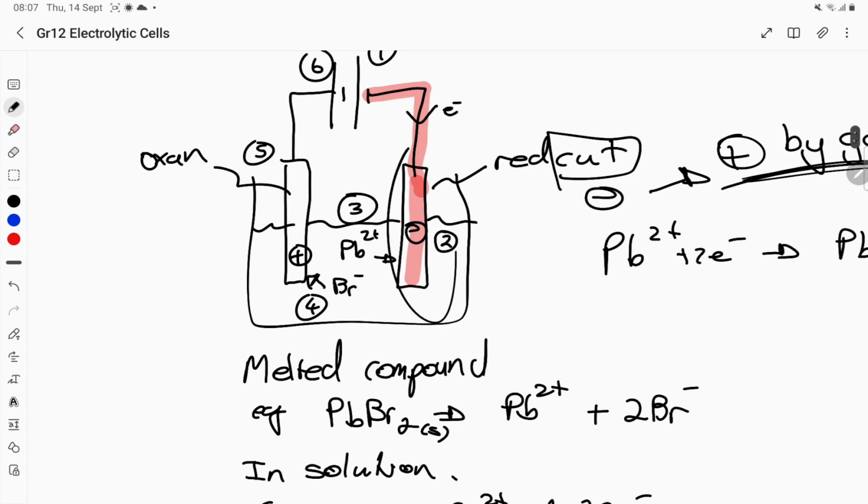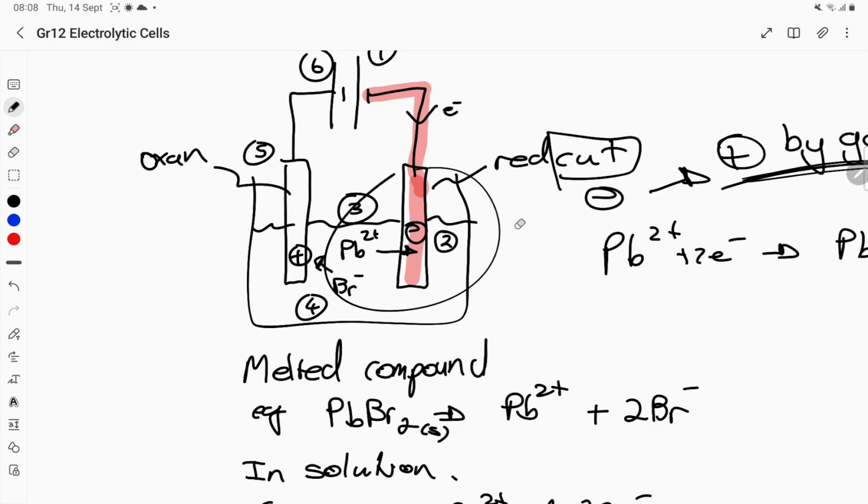So taking a look at this negative electrode, we're going to take this example of the PbBr2, which has been melted. So we have Pb2+ ions and Br- ions in solution. Now we know this is the negative electrode, and the other one must therefore be the positive electrode. Where will the Pb2+ ions be attracted to? Will they not go towards the negative because they're opposite charges? So the Pb2+ will go to the negative electrode, and the Br- ions will gravitate towards the positive electrode.